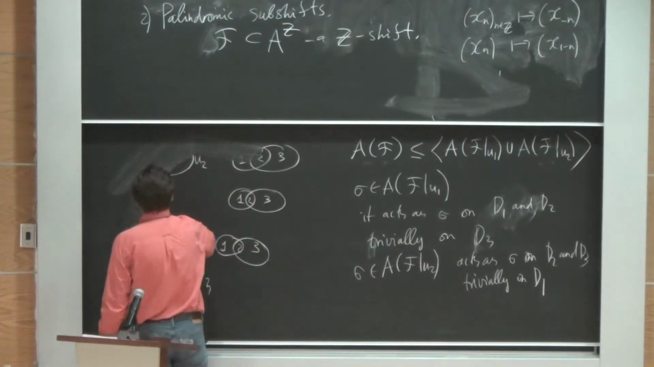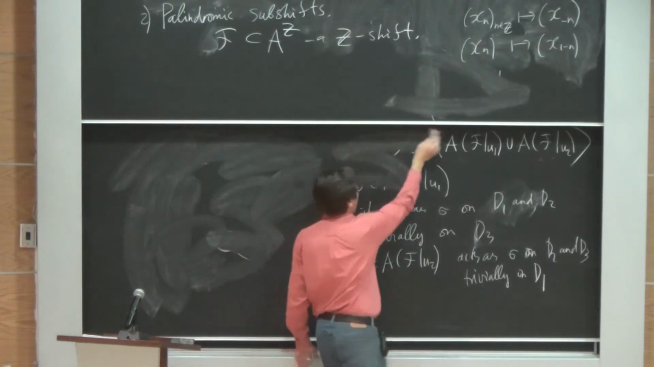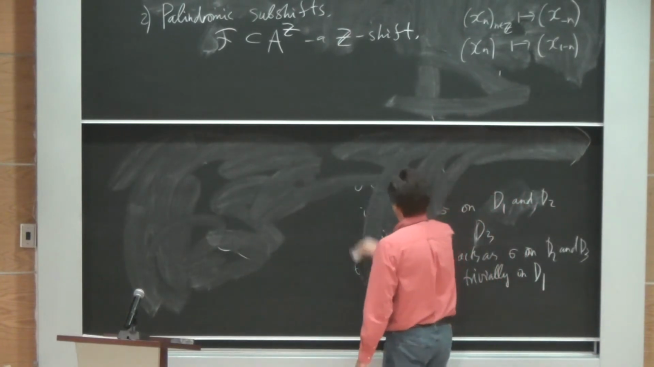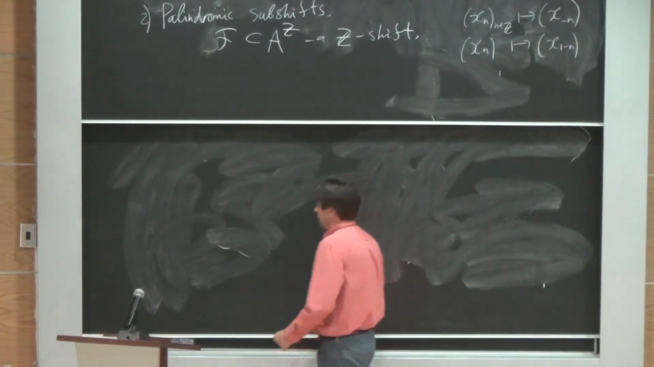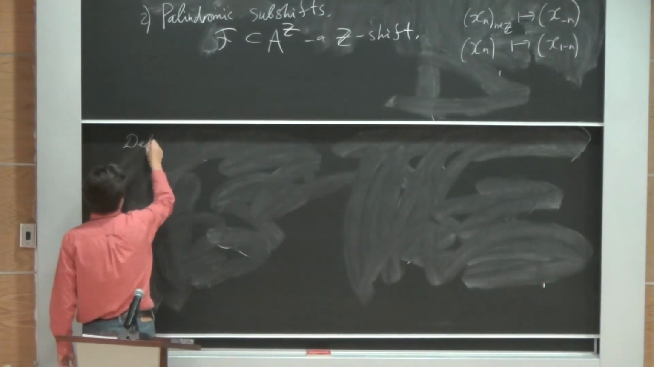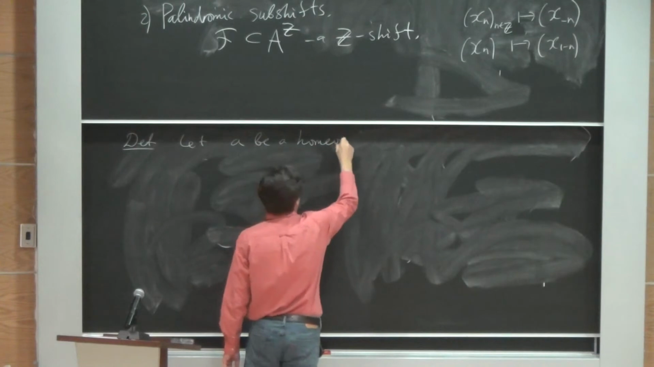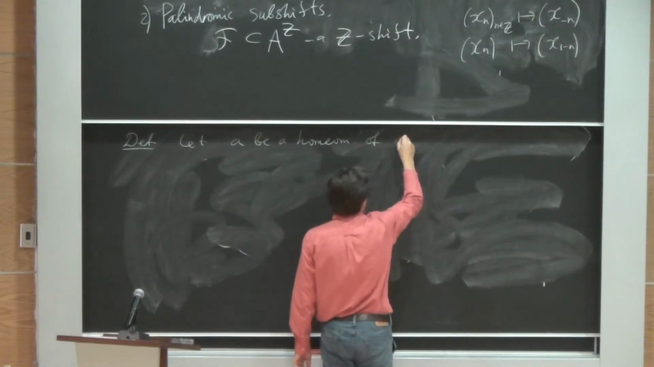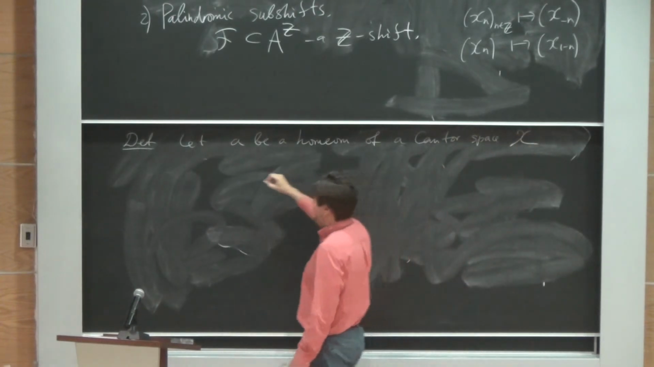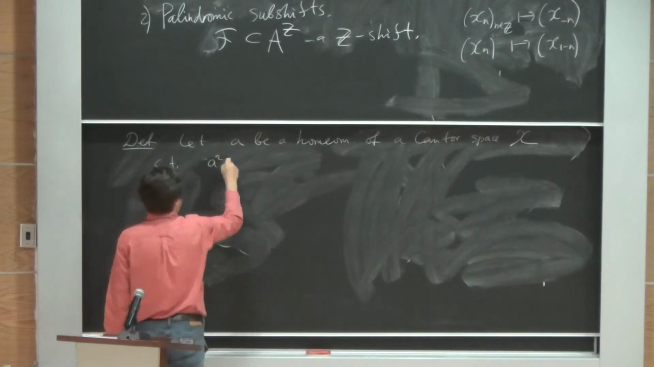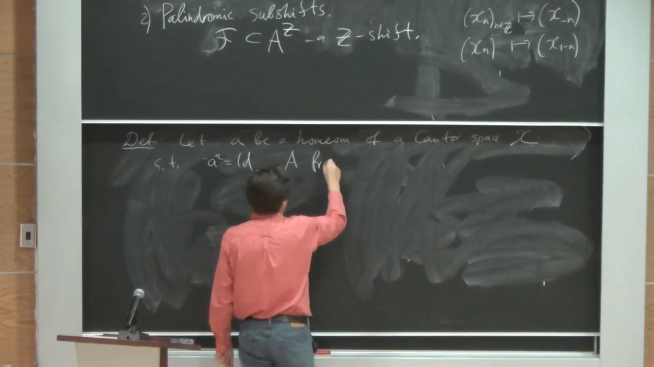Okay. Now, let me define the main construction. So, definition: let A be a homeomorphism of a Cantor space X such that it is an involution. So A squared is identity.